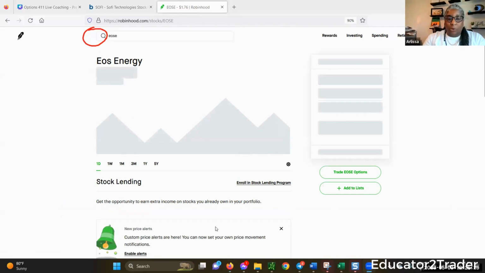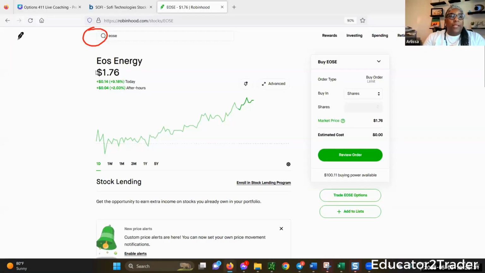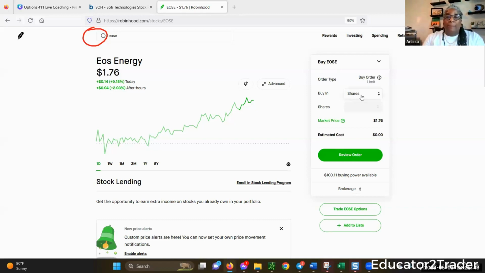Robinhood's taking forever. Oh, it finally popped up. So here the price is $1.76, right? If you want to buy EOSE over here in Robinhood, you can buy in shares or in money. Robinhood allows you to buy partial shares. Some companies like Thinkorswim, you have to buy whole shares. If you were buying 100 shares at $1.76, the estimated cost is going to be $176.